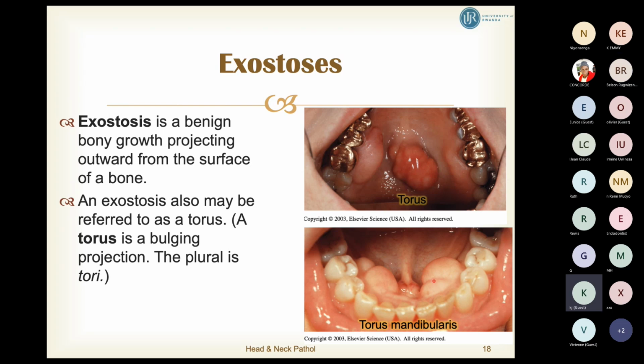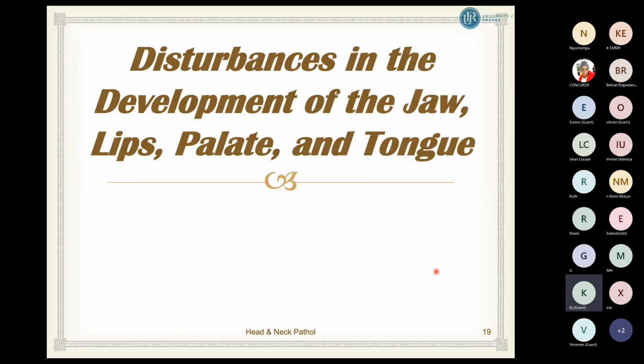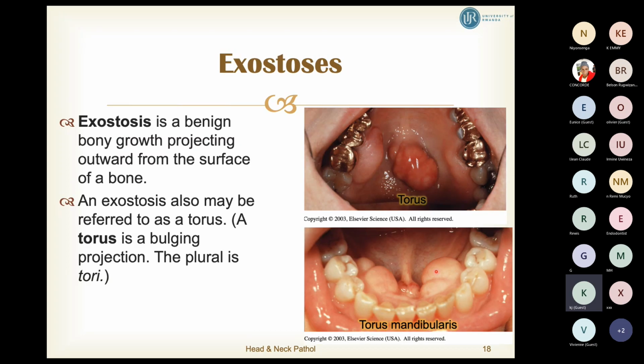So when you see it, of course, a proper diagnosis is necessary. So you palpate, and if you feel that it is bone hard, then you can confirm that it is probably a torus, not just a tumor. When it is soft, it can be another tumor. So, any questions so far? Yes.